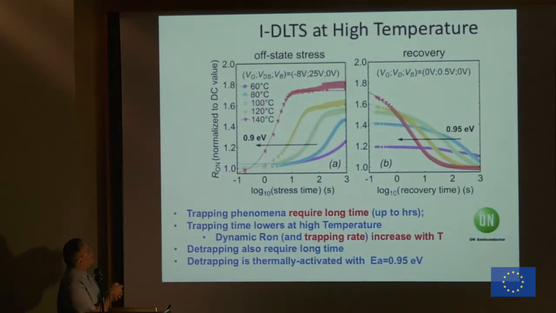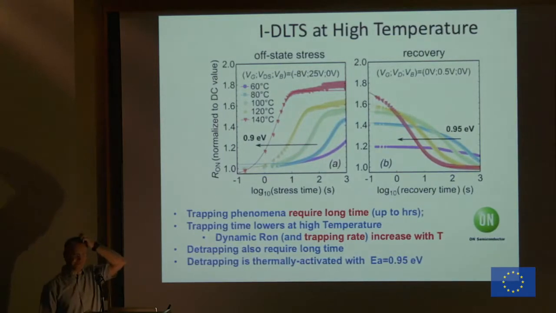If we increase the temperature, we speed up the process. So at 140 degrees C, you see that the RDS-on increases much faster, but it still requires time. And also, you see that the higher the temperature, the higher the level we saturate at, like the higher the temperature, the higher the amount of electrons that we are able to trap. This is a scenario completely different from any other kind of semiconductor we have seen until today, gallium arsenide, silicon, any structure. This was peculiar to gallium nitride, observed for the first time in this kind of structure.